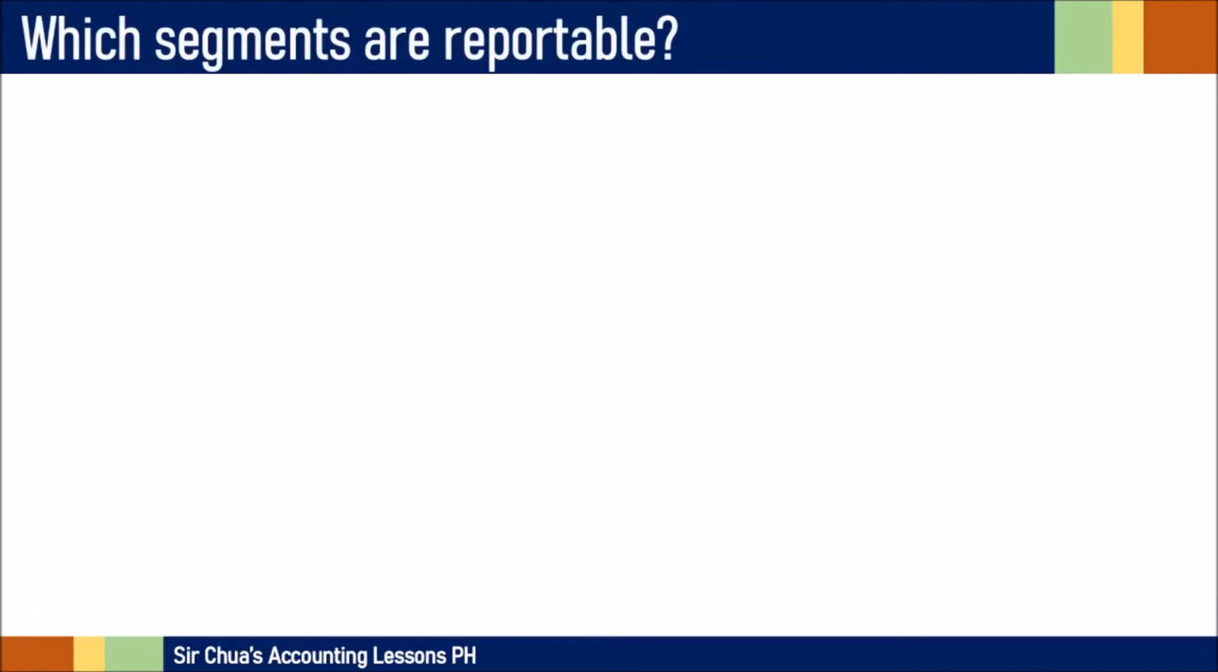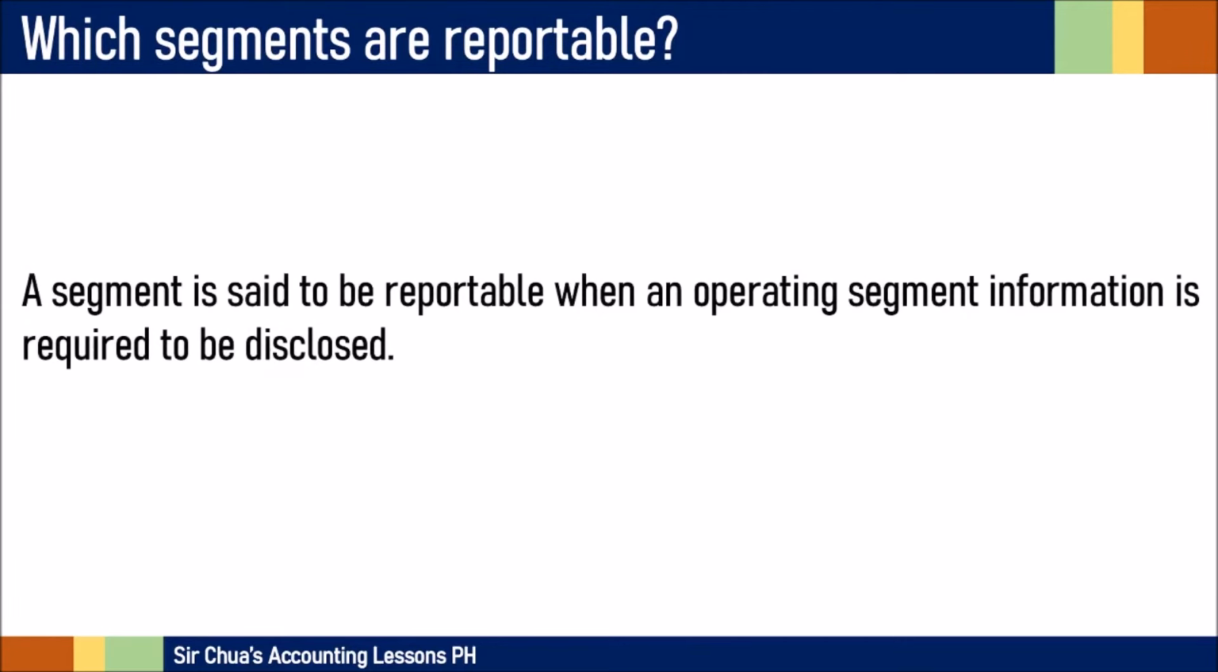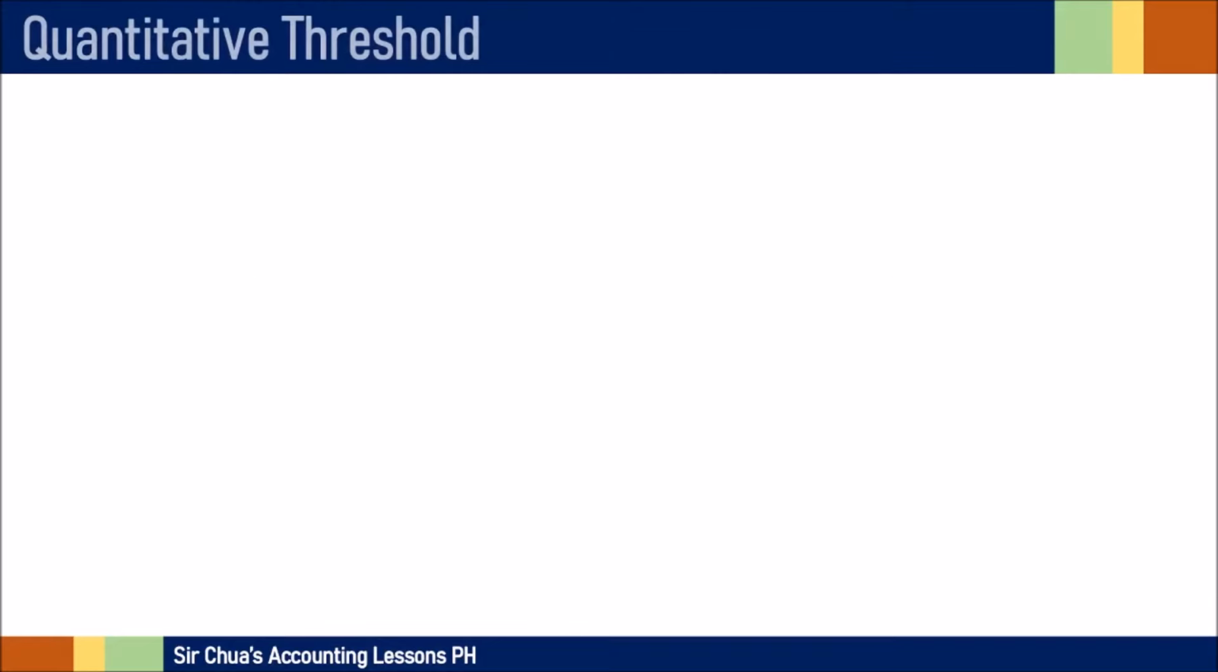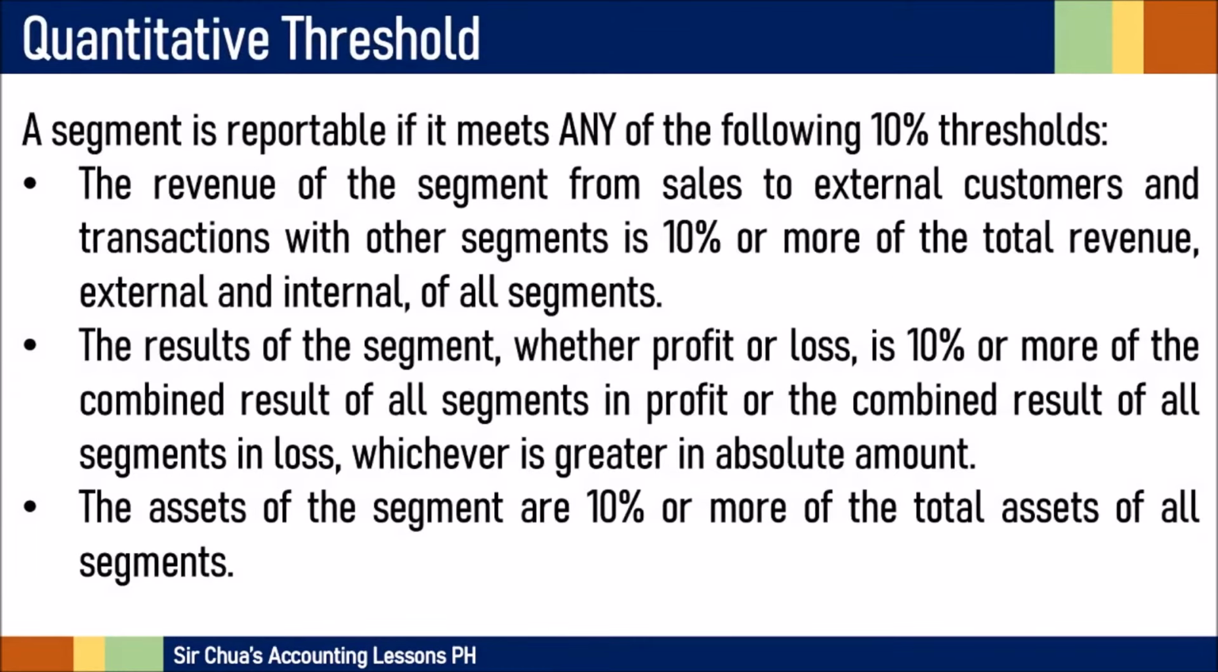Ngayon po, ang sinasabi natin, we need to report these operating segments so that it would enter the understandability, di ba? We would understand the entity better. But which segments are reportable? A segment is said to be reportable when an operating segment information is required to be disclosed. Ngayon, paano natin malalaman kung required to be disclosed yung mga operating segment na yan? Gagamit tayo ngayon ng ating mga quantitative threshold. A segment is deemed reportable kung kahit isa man lang dito sa tatlong to ay nasagot niya.